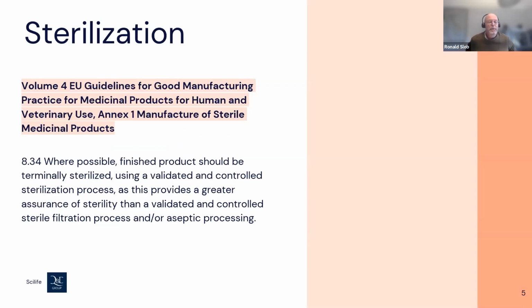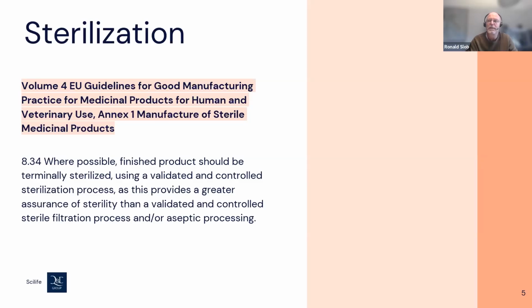I think most of the people in this training will be familiar with Volume 4 of the GMP annexes. If not, I just took a small part out of it, which says a little bit about sterilization. There's a lot more information in there, but the main point is that where it's possible, if you want to sterilize, you want to sterilize with heat, which is thermal sterilization.